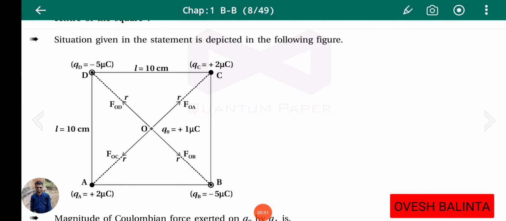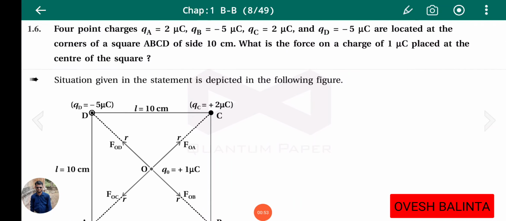QA is equal to 2 microcoulomb, then QB is equal to 5 microcoulomb, then QC is equal to 2 microcoulomb, and then QD is equal to minus 5 microcoulomb, located at the corner of the square ABCD of side 10 centimeter. So what is the force on a charge of 1 microcoulomb placed at the center of the square?